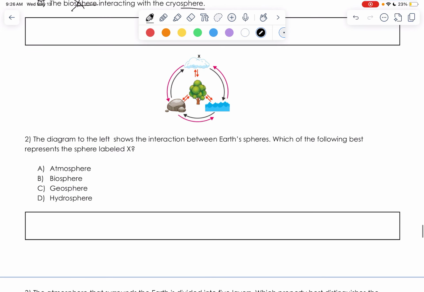Number 2, the diagram above shows the interaction between Earth's spheres. Which of the following best represents the sphere X? So I'll look at where my X is. That's right here next to the cloud, and I know clouds are a part of the atmosphere.